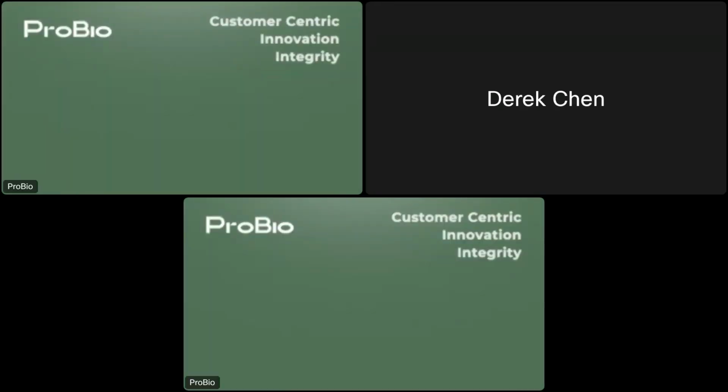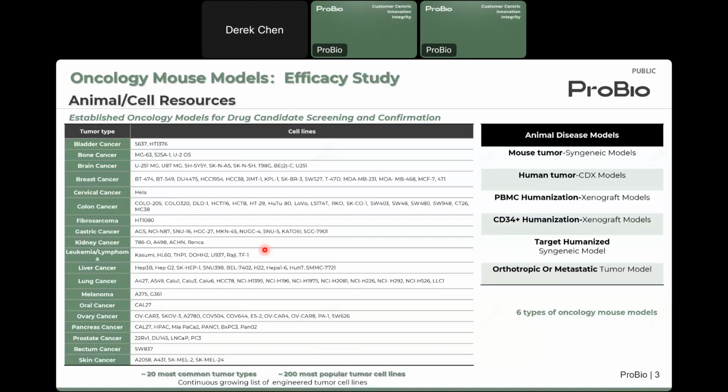Tumor cell lines, we have established more than 20 cancer disease models, which can be categorized into 6 major types, including syngeneic models, CDX models, xenograft models. Please note, PDX model is not available at ProBio due to the biohazard safety regulations. These models are widely used in drug candidate screenings and validation.